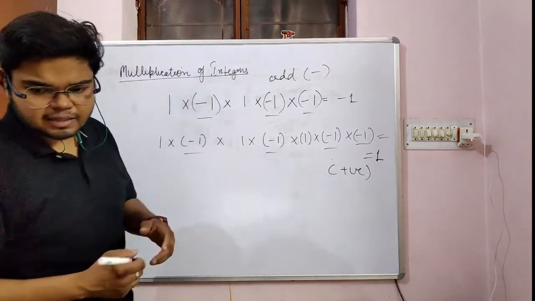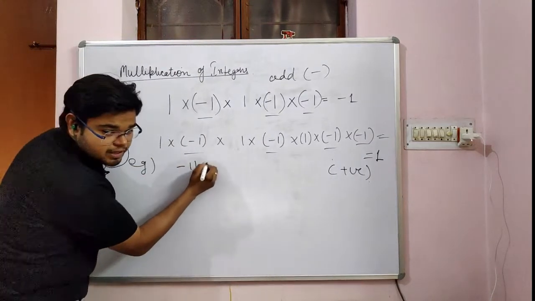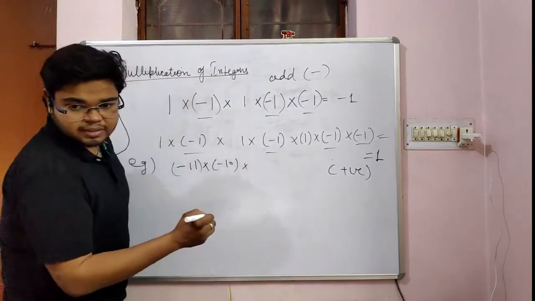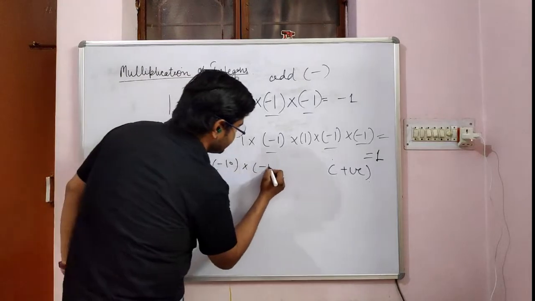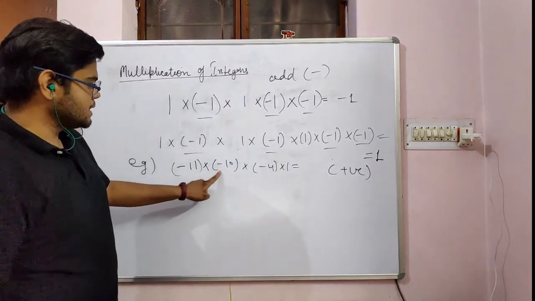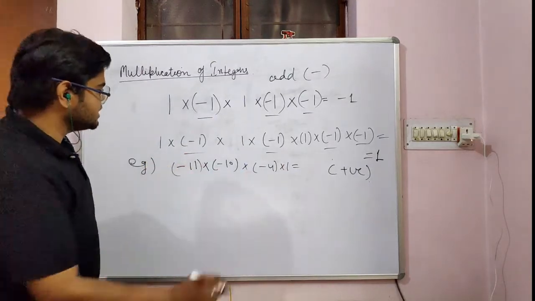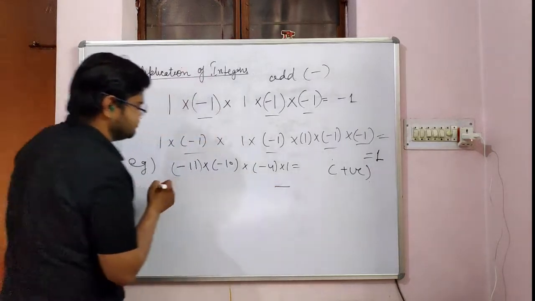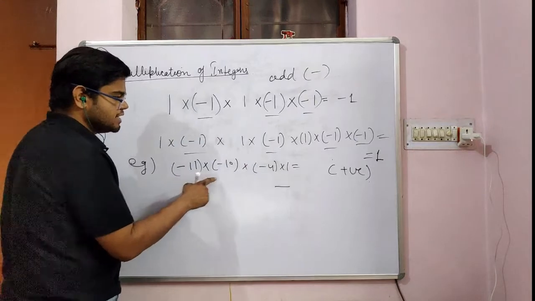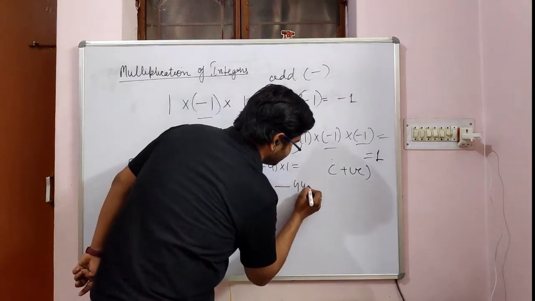Let us consider one more example, children. Minus 11 into minus 10 into minus 4 into 1. What will be the result? Minus, minus, plus, and then minus, so we know that the outcome will be negative. So 11 into 10 will be 110, and 4 into 1 is 4. So 110 into 4, it will be minus 440.